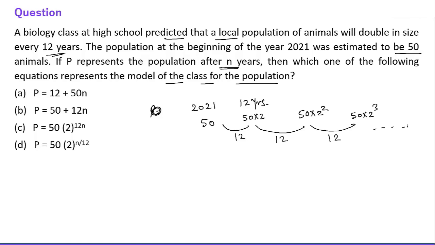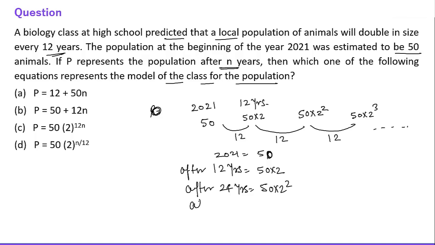And so on, right? So for 2021, the population is 50. After 12 years, the population is 50 into 2. After 24 years, the population is 50 into 2 squared. After 36 years, the population is 50 into 2 cube, right? So these are the values we are getting. So just check in which option you are getting these numbers.